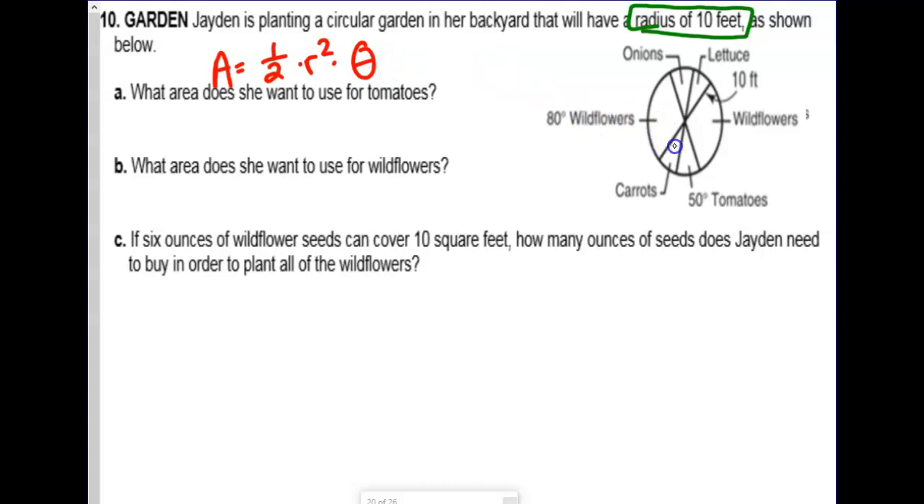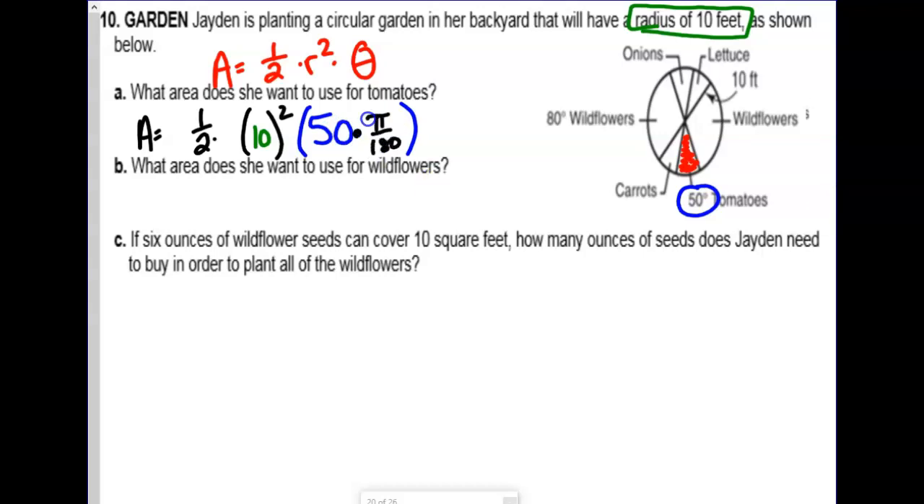So when I go to look at the tomatoes, I think this is the only section of tomatoes. So using my area of a sector formula, 1/2 times, what's the radius again of the circle? 10. And then this is where kids get a little confused because they forget something very important. Yes, this is 50 degrees, but that's not radians. So instead of separately converting it to radians, because I know my next step is just to be grabbing my calculator and start typing, I just throw the conversion into the formula.